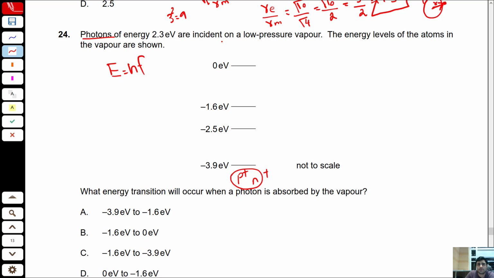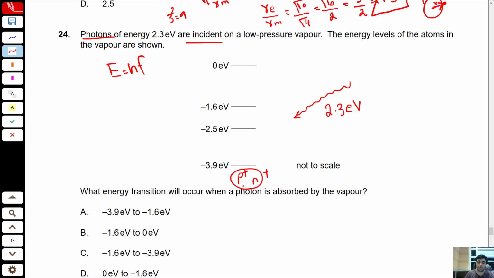So they are incident. It means there is a light that contains photons, and the energy available is 2.3 electron volt. So this is a discrete amount of energy. So if there is any electron in any one of the shells, the electron can only be excited to a next higher energy level shell, such that the exact difference between the two energy level shells is equivalent to 2.3 electron volt. Yeah, because the energies are discrete, so they have to be exactly equal in order to absorb and then get excited and jump up to the next energy level shell.